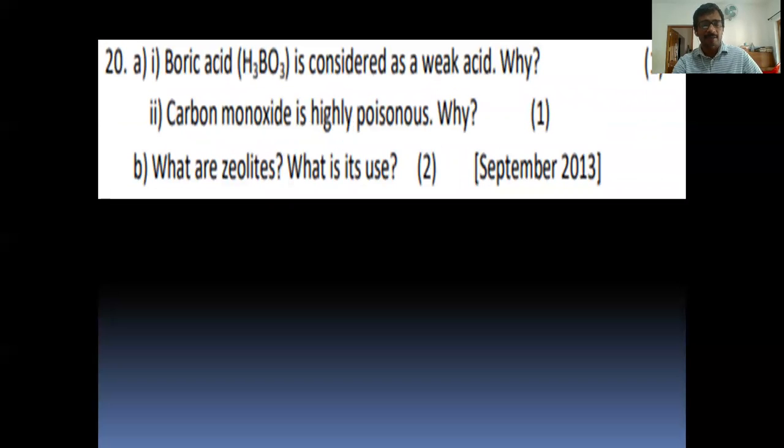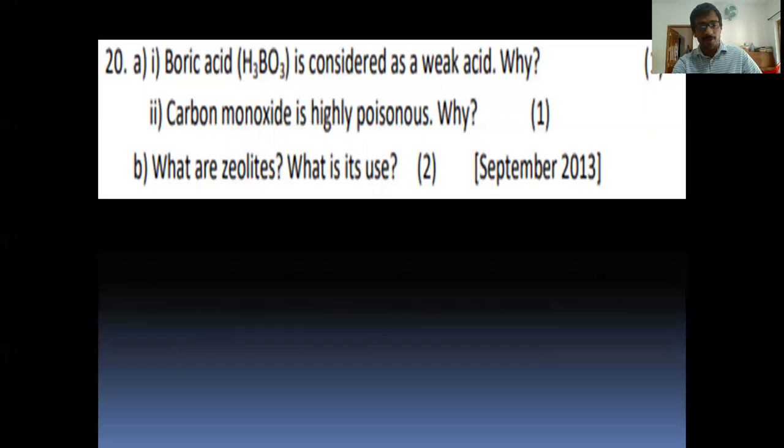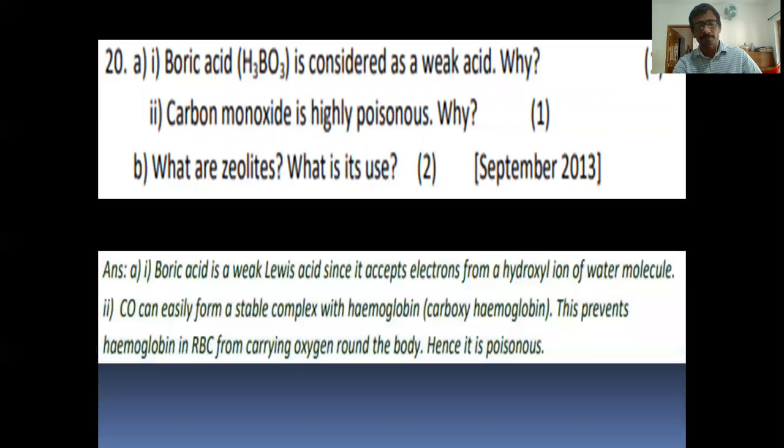Okay, boric acid, H3BO3, is considered a weak acid. Why? Because it is a Lewis acid. It is not releasing H plus ions. Actually, it is accepting an electron pair from the OH minus ion in the H2O. That is the reason. Carbon monoxide is highly poisonous.